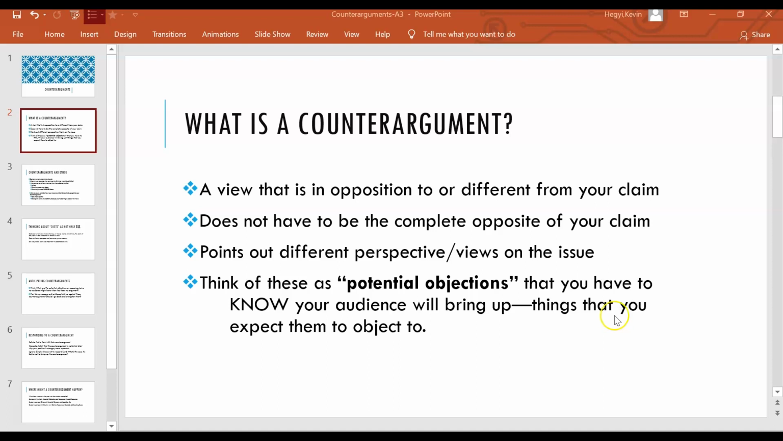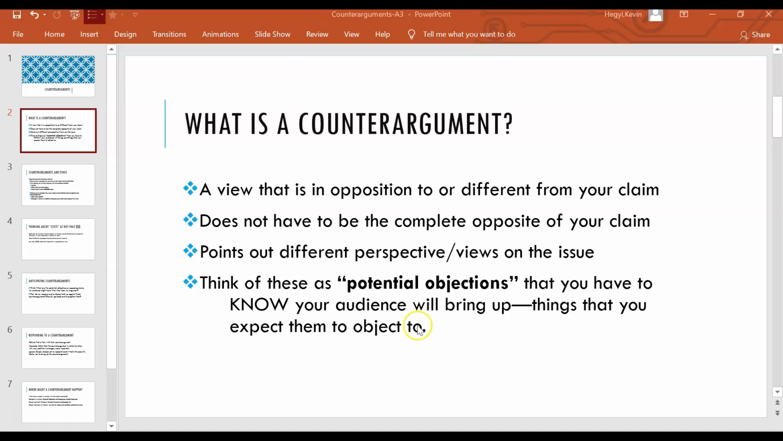And for a proposal, I like to think of it as potential objections: things that your audience will bring up, things that you expect them to object to. You can think about this in terms of costs, how long this is going to take, how many people need to be hired to complete this work, who's going to be involved. Think about if you propose something, how many business people or investors would really want to make sure that all their grounds are covered, all the corners are covered, everything's working out. So you're going to be experiencing a lot of potential objections in the rhetorical situation of a proposal.